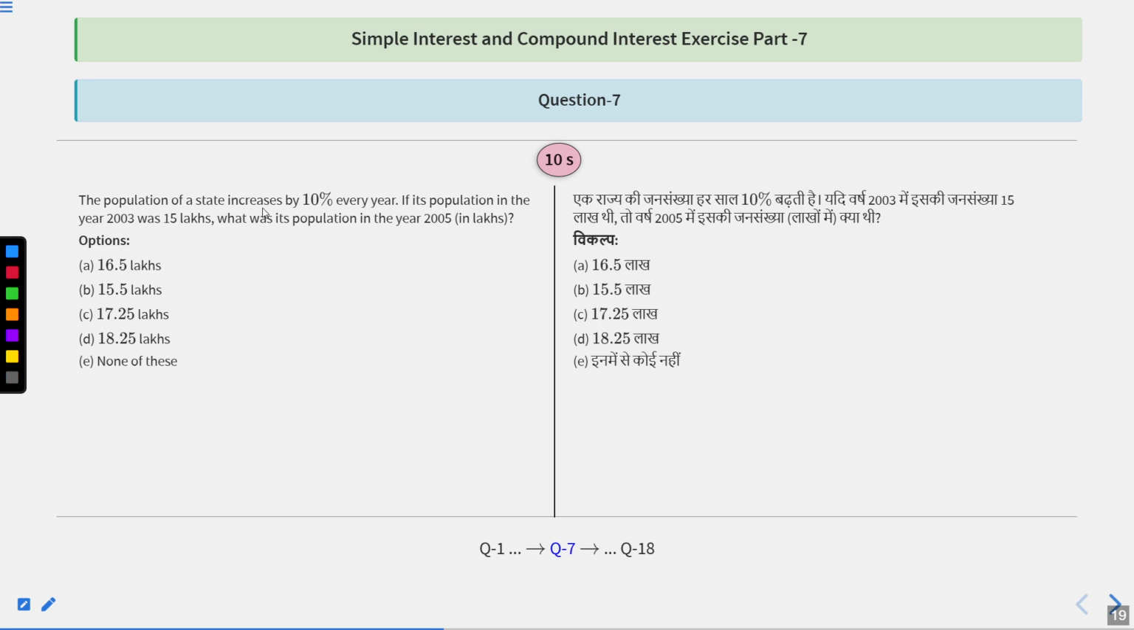The population of a state increases by 10% every year. If its population in the year 2003 was 15 lakh, what was its population in the year 2005? You have 5 options and 10 seconds to analyze the question. Your time starts now.